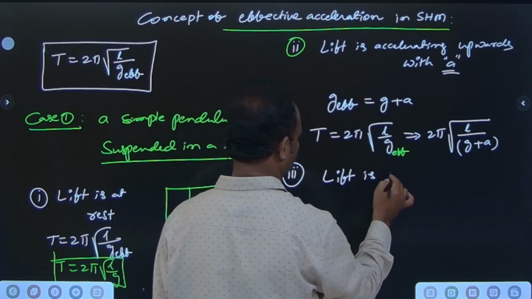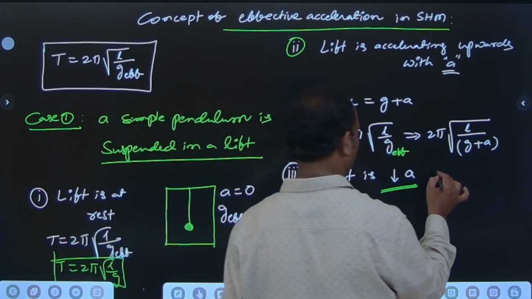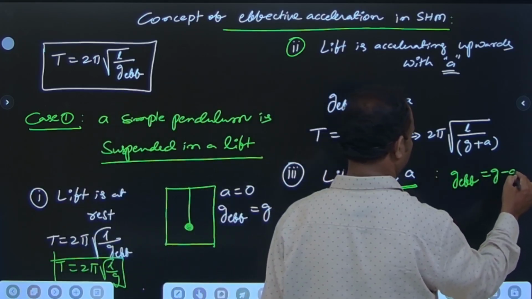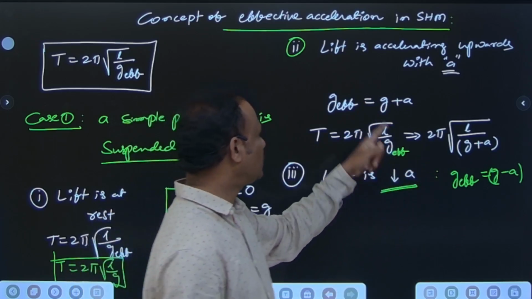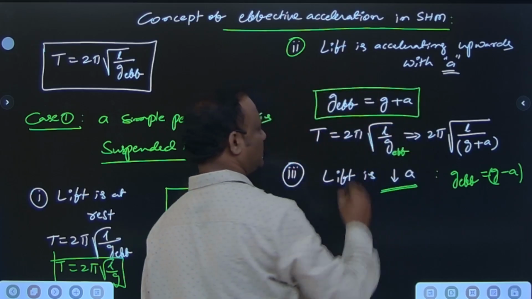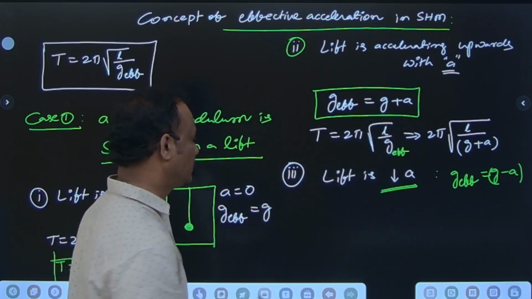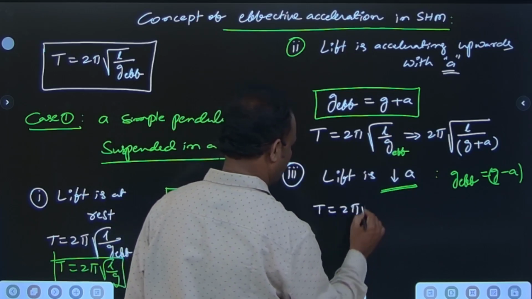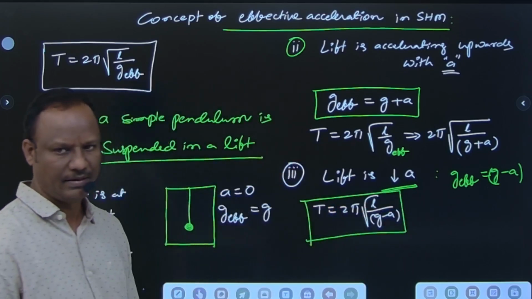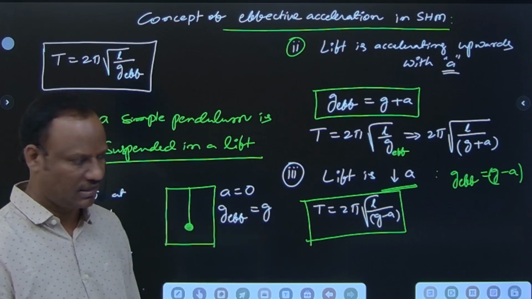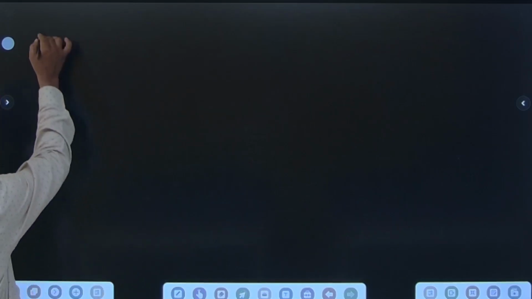For the third case, the lift is accelerating downwards. So G effective is equal to G minus A, since it is moving downwards with acceleration A. Moving upward, G effective is G plus A; downward, G effective is G minus A. So the time period T is equal to 2 pi under root of L by (G minus A), where G minus A is the effective acceleration when the lift accelerates downward. Now for the fourth case.